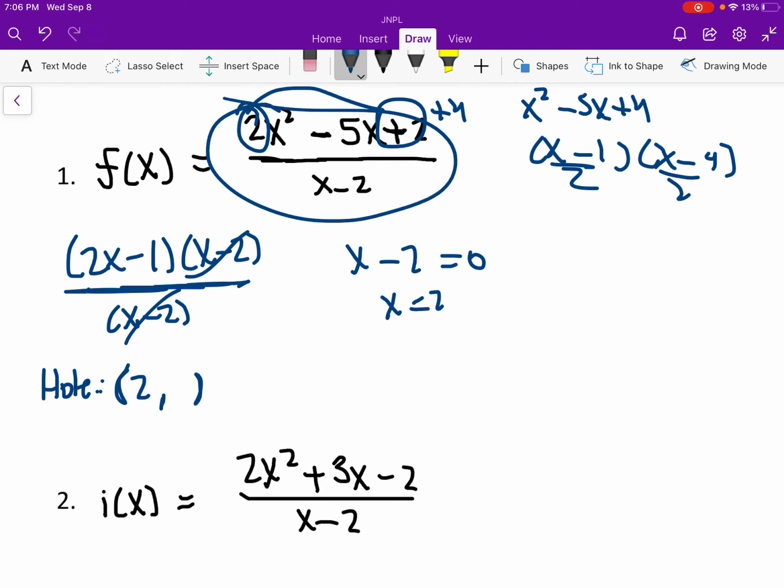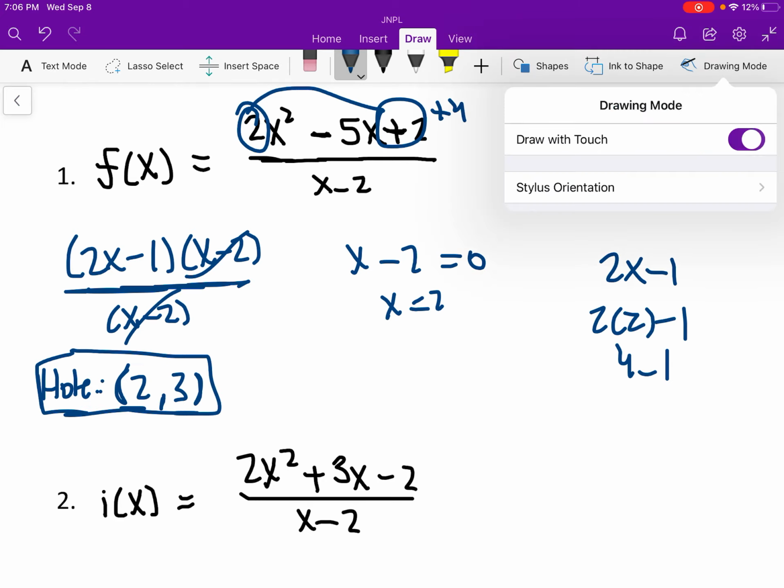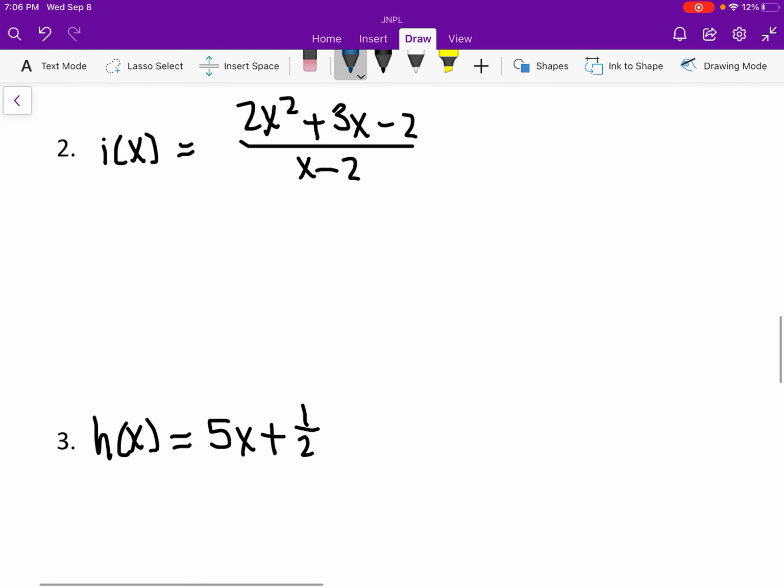We're not putting it into the original. That would give us the wrong answer. Since the x minus 2 is canceled out, the simplified function leaves us only with 2x minus 1. So we plug in 2 for x: 2 times 2 minus 1, 4 minus 1 is 3. So we have a hole at (2, 3). That means that would be an exception in our domain and range.